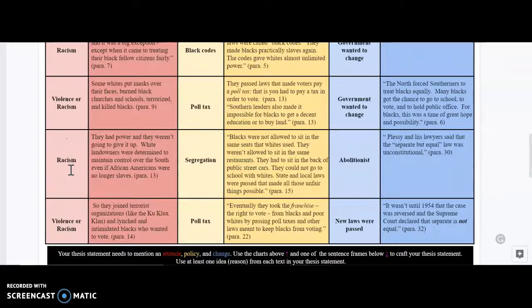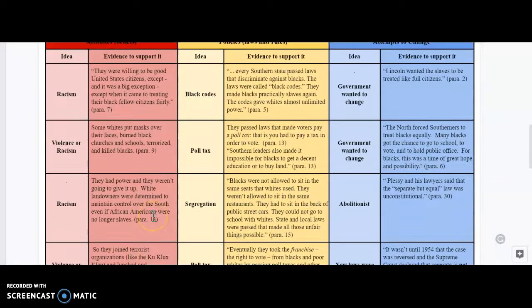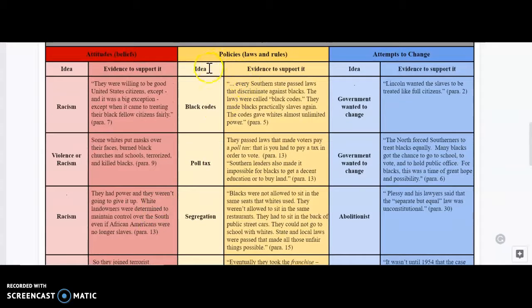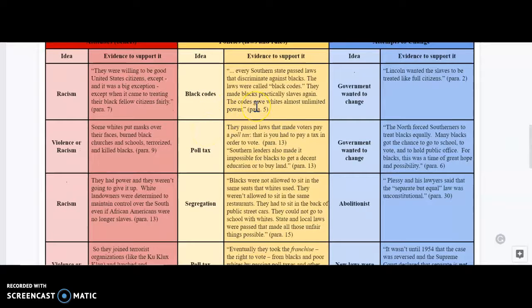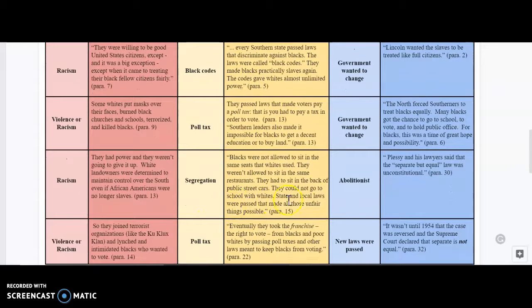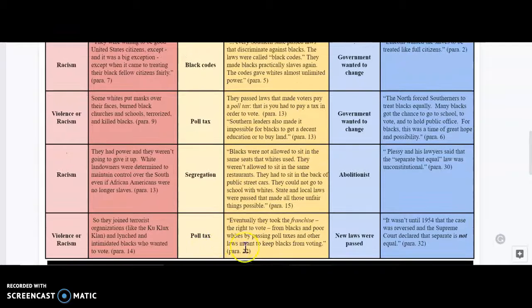Another example of racism, and another example that could be violence or racism, found in paragraph 13, found in paragraph 14. Policies or laws and rules that we annotated: black codes, found evidence for that in paragraph 5. Poll tax, found evidence for that in paragraph 13, two pieces. Segregation, found evidence for that in paragraph 15, and poll tax again, evidence for that in paragraph 22.